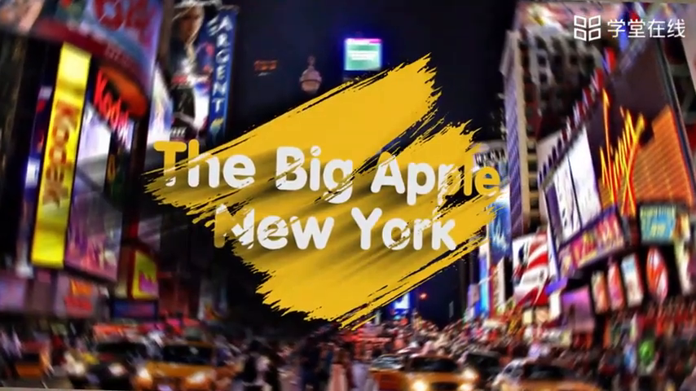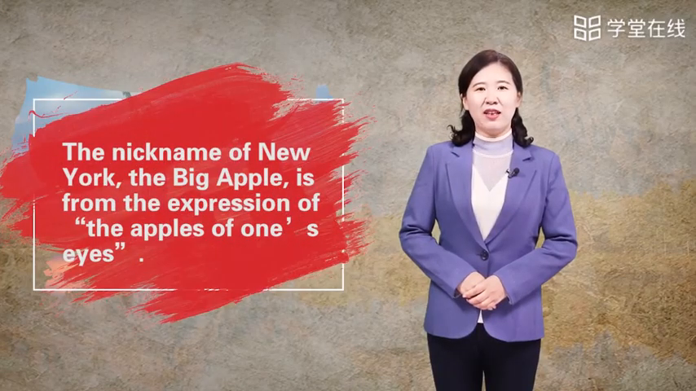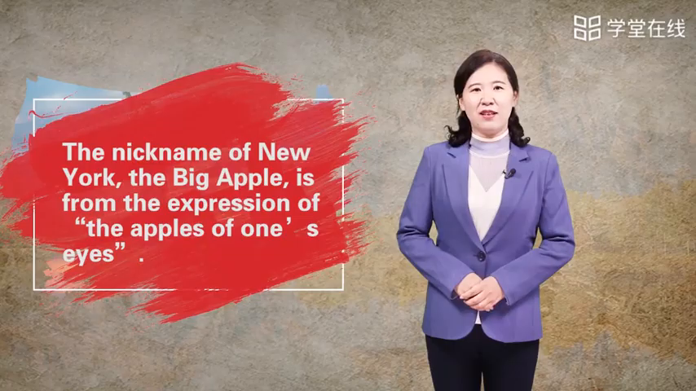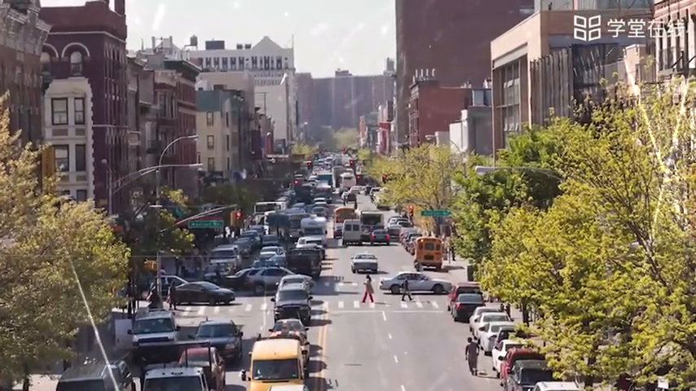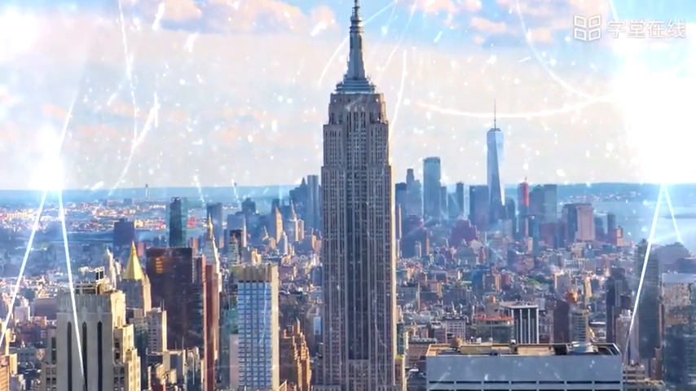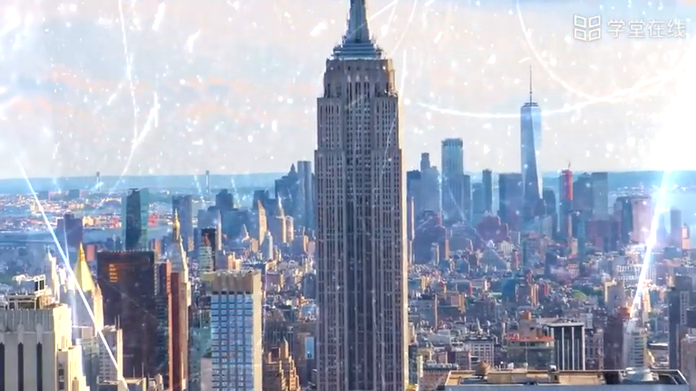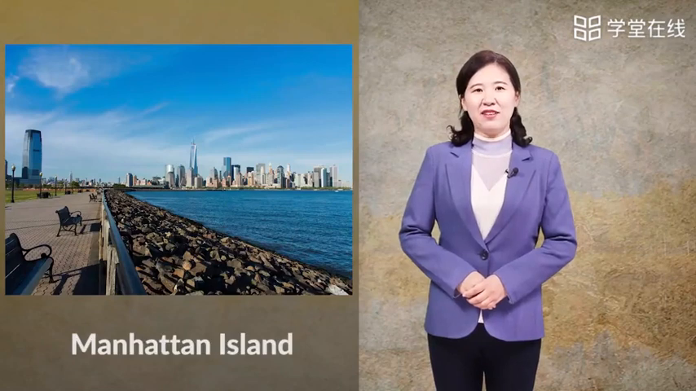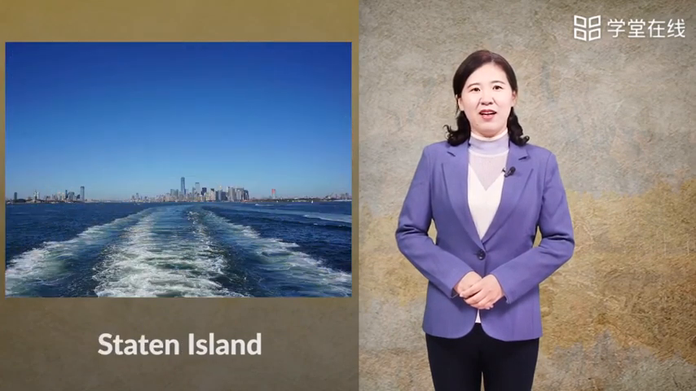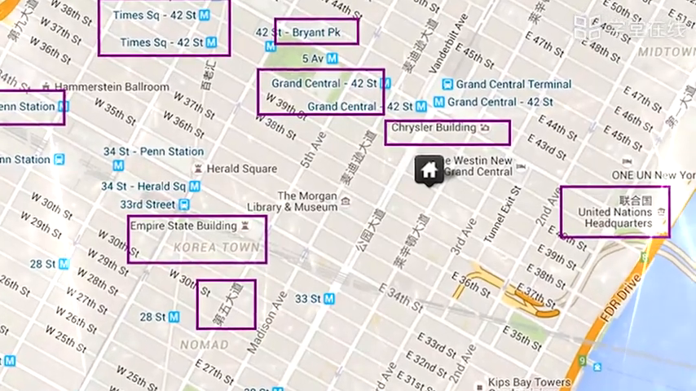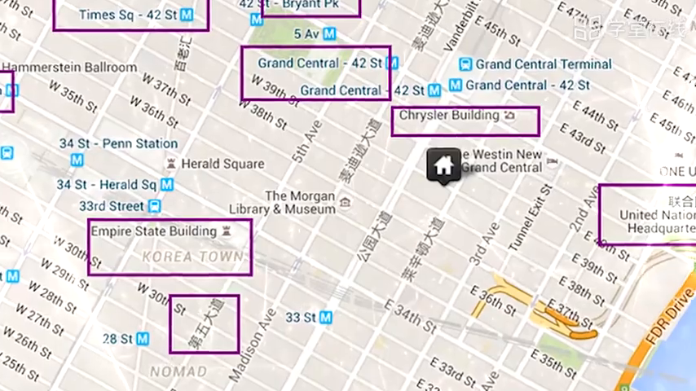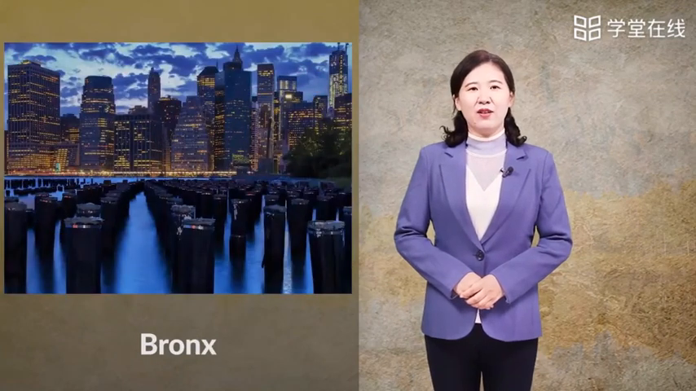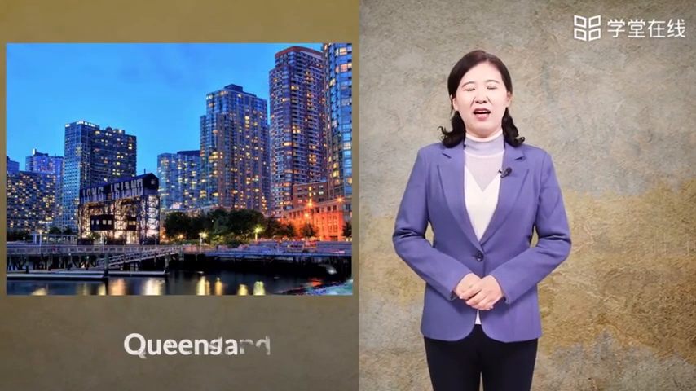This is the Big Apple, New York. The nickname of New York, the Big Apple, is from the expression of the apple of one's eye. It highlights the importance of the city. New York is the commercial and financial center of the United States. It includes 3 islands: Manhattan Island, Long Island, and Staten Island. New York is composed of 5 boroughs, which include Manhattan, Brooklyn, the Bronx, Staten Island, and Queens.